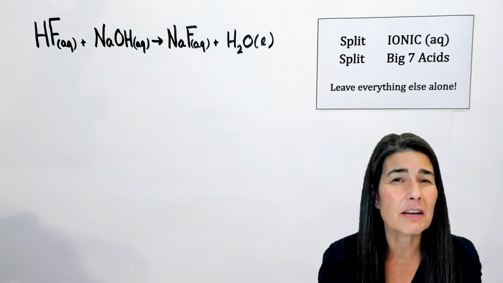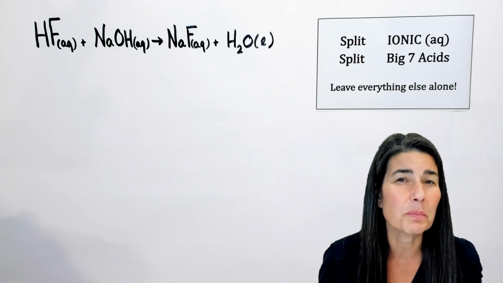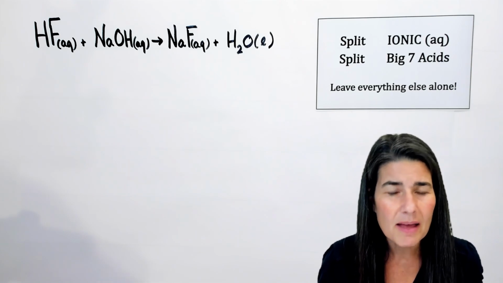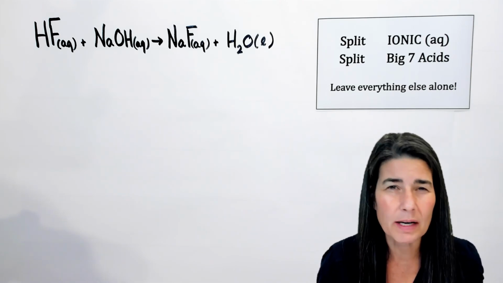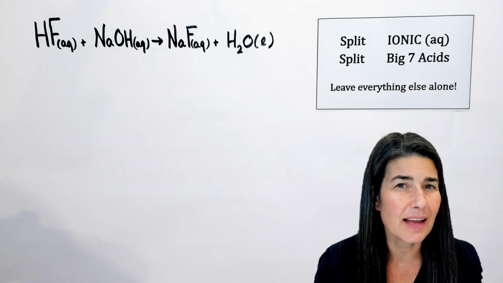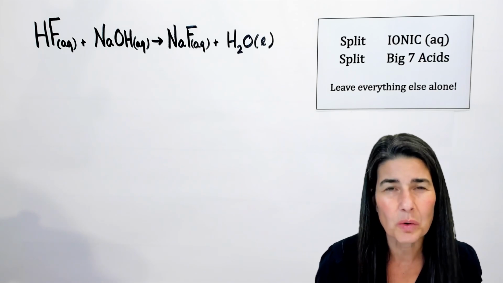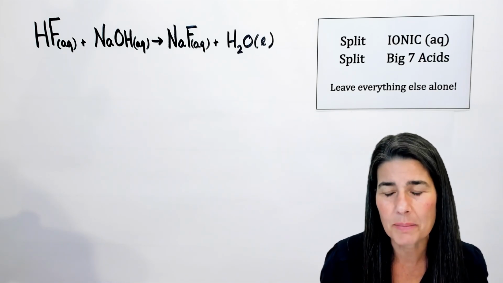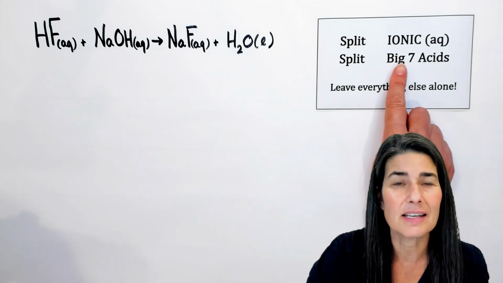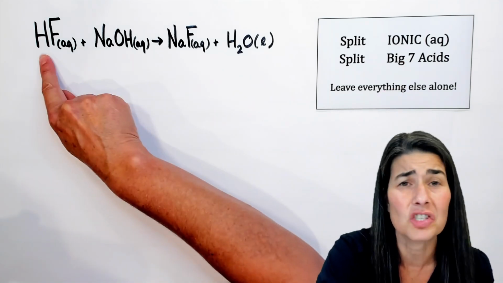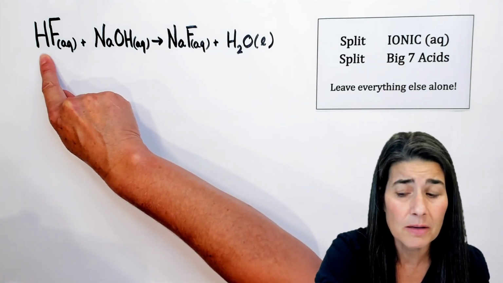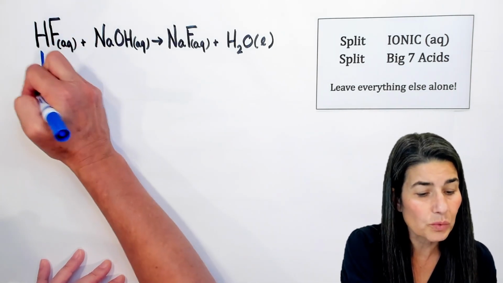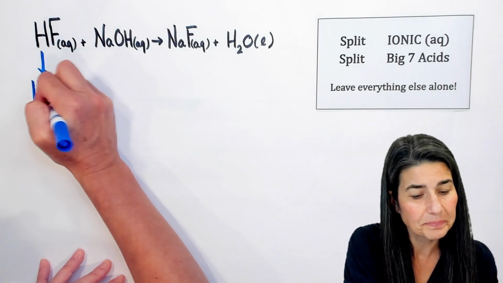In fact, out of all the acids your professors are probably going to try to fool you with and see if you split up, hydrofluoric acid will be one of them, and acetic acid, HC2H3O2, is probably going to be the other. Do not split these two up. It's not a strong acid. It's not ionic. H is not a metal. So we leave it alone. I'm just going to go ahead and rewrite HF.